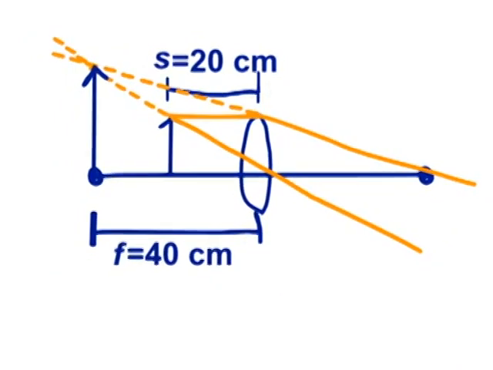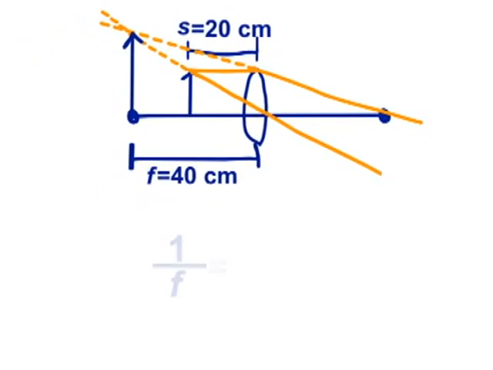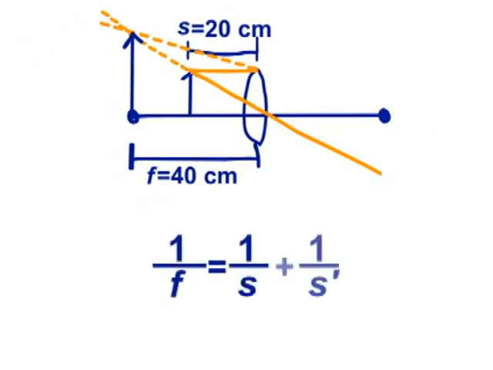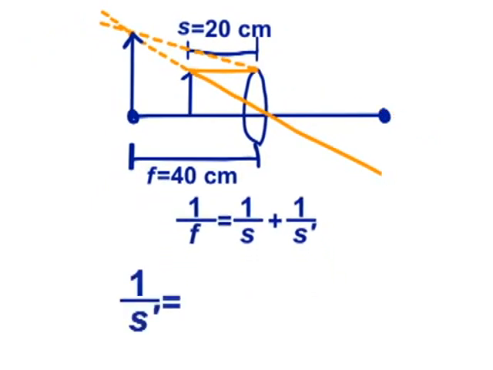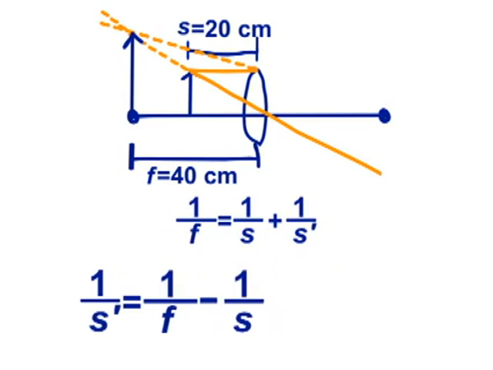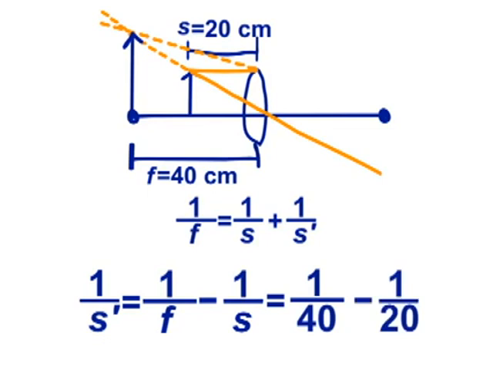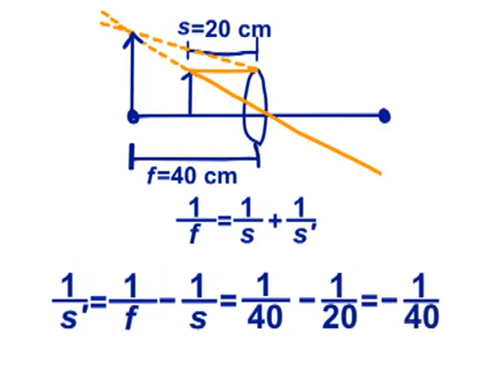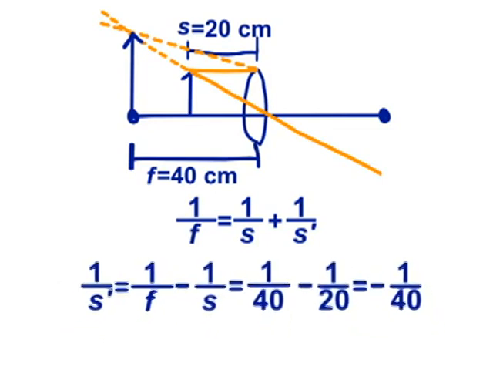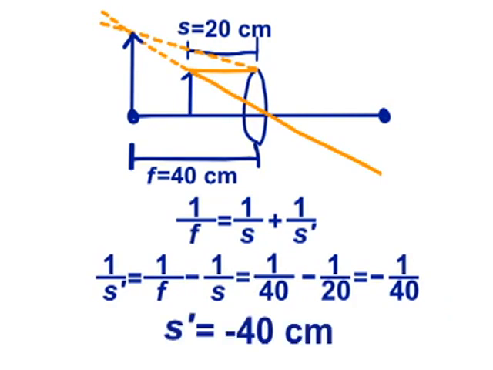Okay? My relationship is just the same as before. 1 over f is equal to 1 over s plus 1 over s prime. 1 over s prime is equal to 1 over f minus 1 over s, which is equal to 1 over 40 minus 1 over 20, which is negative 1 over 40. And so we end up with s prime is equal to negative 40 centimeters.